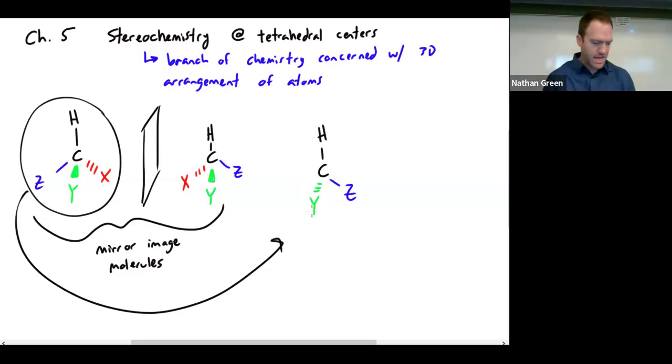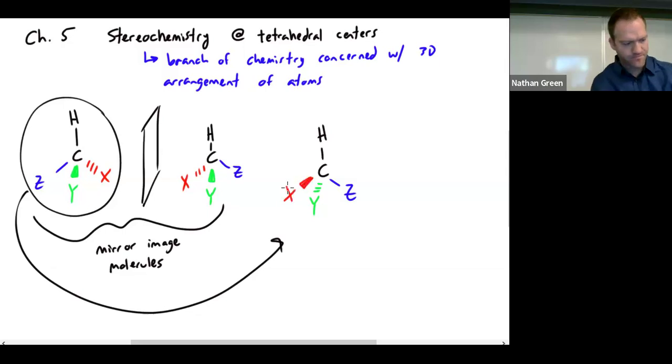Same thing happens with the X, and I'm out of time, but I'll do it real quick. I don't have a red pen. Same thing happens with an X, right? The X was on a dash, it spins around. It's going to be now on a wedge. If I try and superimpose X, Y, and Z and the hydrogen between these 2 molecules, they won't fit.